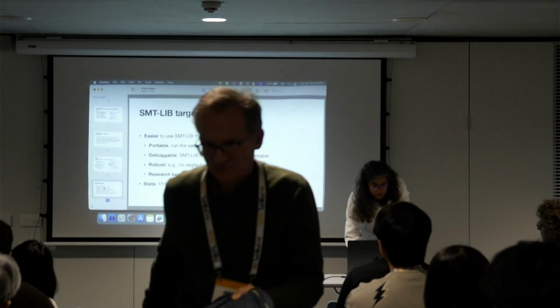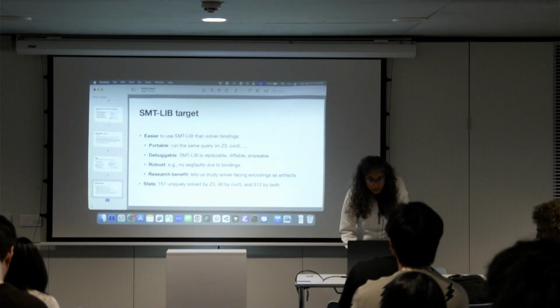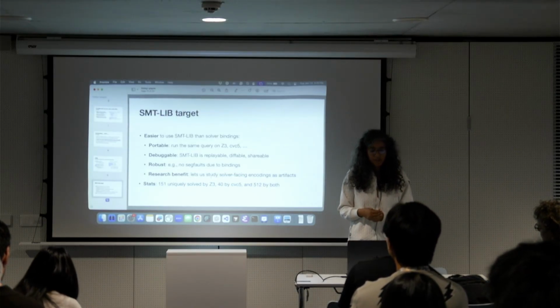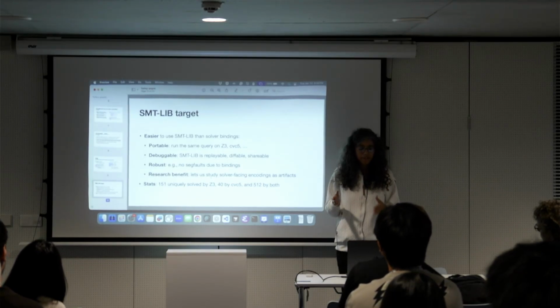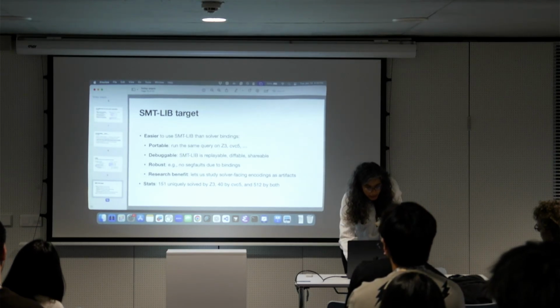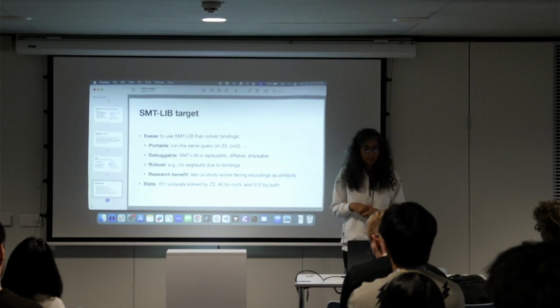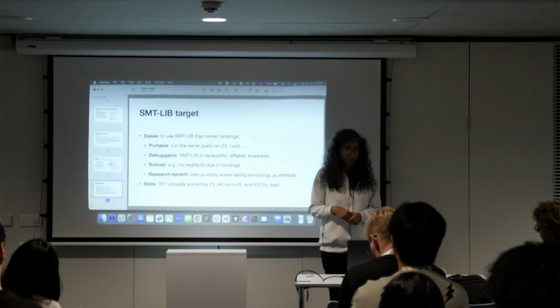And so the research benefit here is that by using the SMT-LIB target, we are able to research these solver-facing encodings as artifacts as well. And there is also a benefit that different solvers do different things. So for example, in our data set, we see that 150 or so are uniquely solved by Z3, 40 uniquely by CVC5, and the majority of them by both.